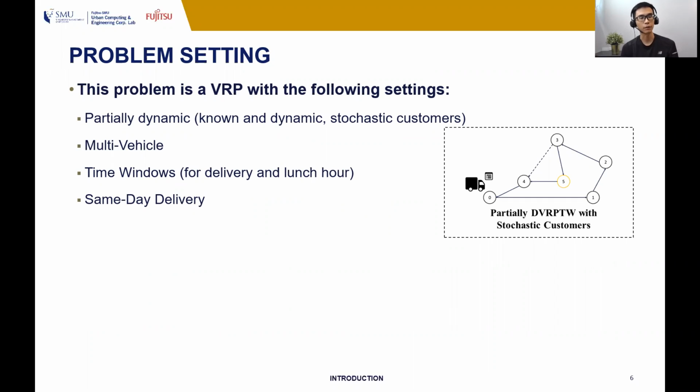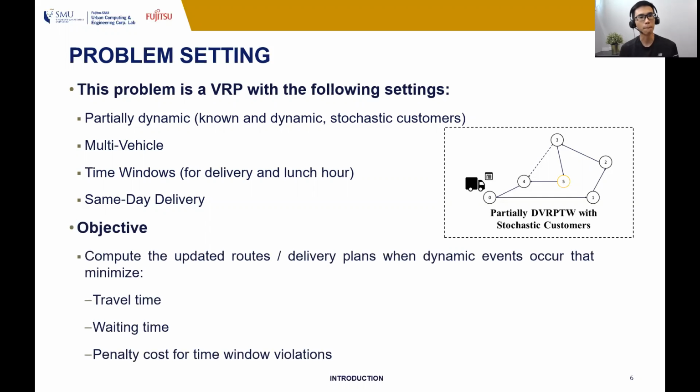And this problem involves multiple vehicles, and there are time windows consideration for delivery and lunch hour, and it's also a same-day delivery. So the objective is to compute the updated routes or delivery plans whenever there is a dynamic event occurring to minimize the travel time, waiting time, and the penalty cost for time window violations.